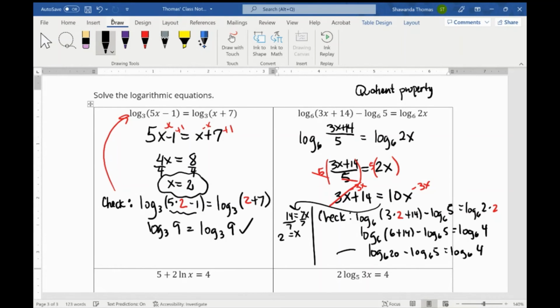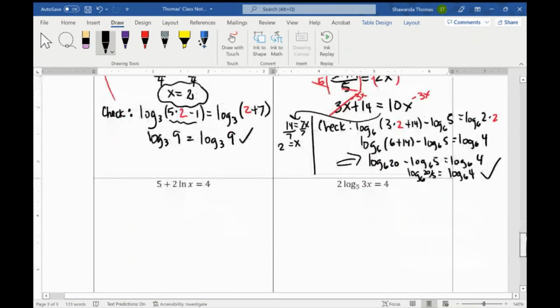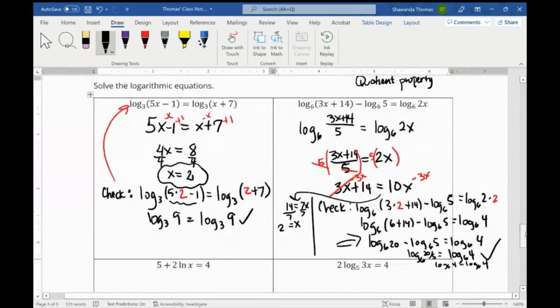Now look at this. This right here, I could rewrite that as log base 6 of 20 divided by 5. And look at that. That's true, right? 20 divided by 5 is 4. So the left hand side is equivalent to the right hand side. All right, let's move on to the next. So because we know that x equals 2 is indeed the answer.